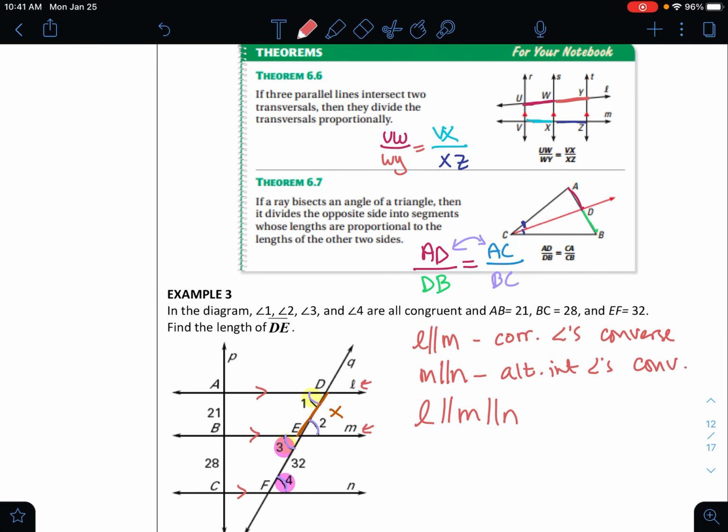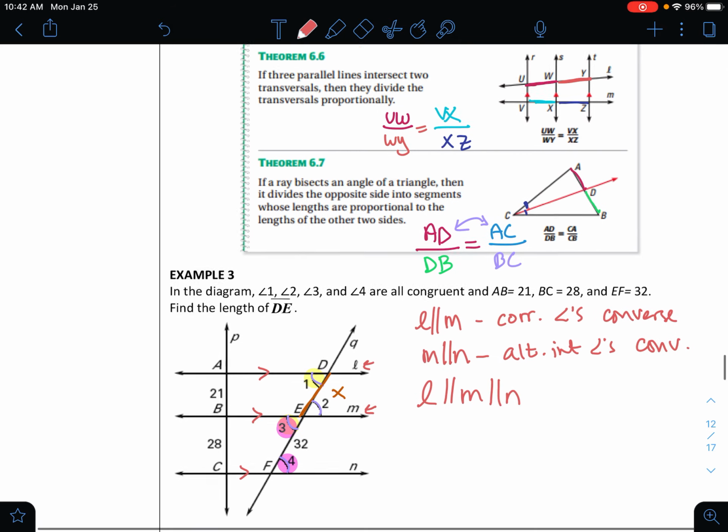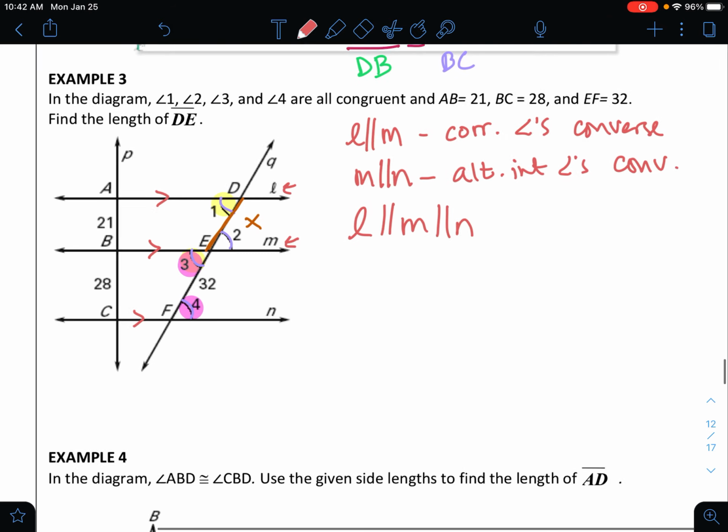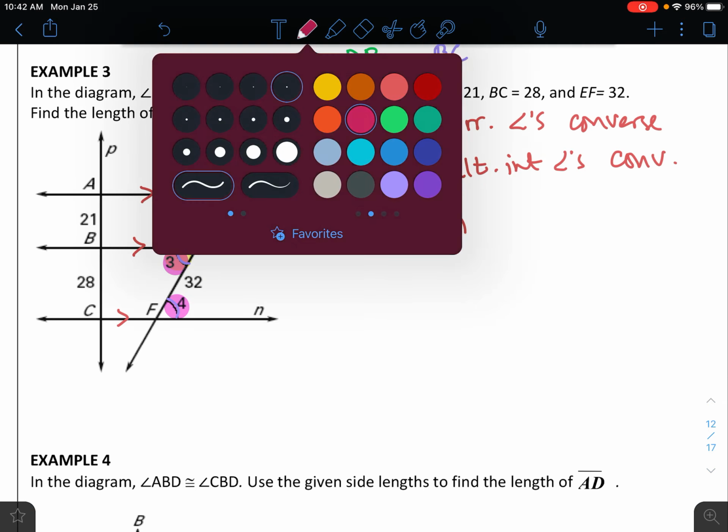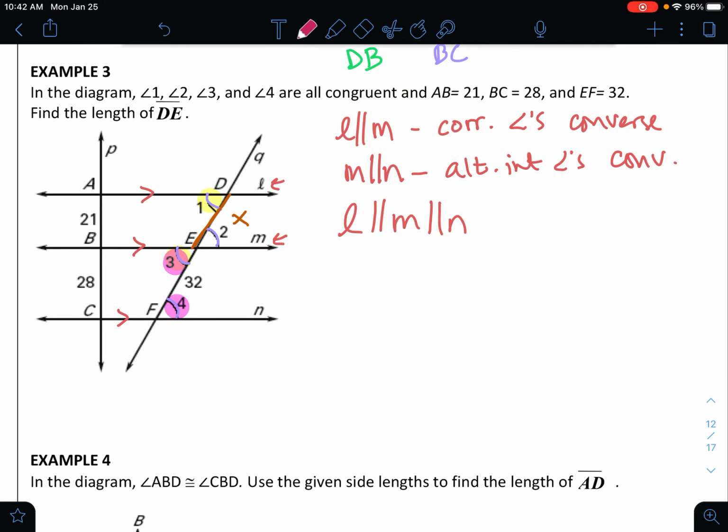So what we have here, though, what I want you to notice, is we have the very top theorem. We have three parallel lines intersecting two transversals, so it's going to divide it proportionally. All right, so let's write that out. I'm going to take 21 AB in a ratio with 28. Okay, 21 in a ratio with 28. I'm going to write a corresponding ratio of the other side. That would have to be x over 32.